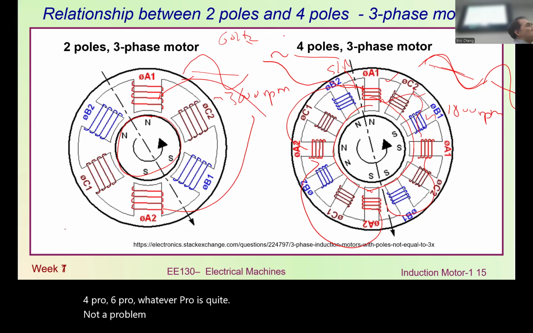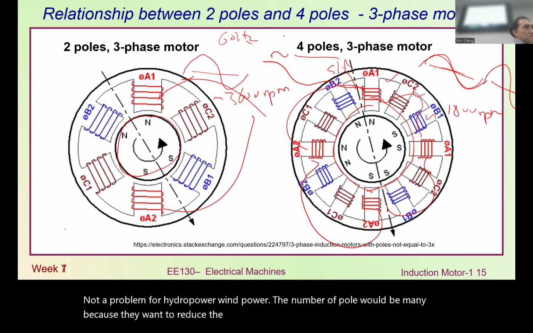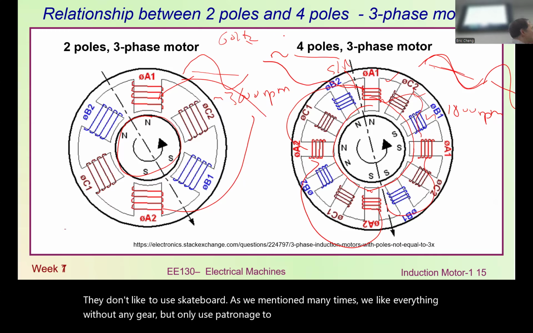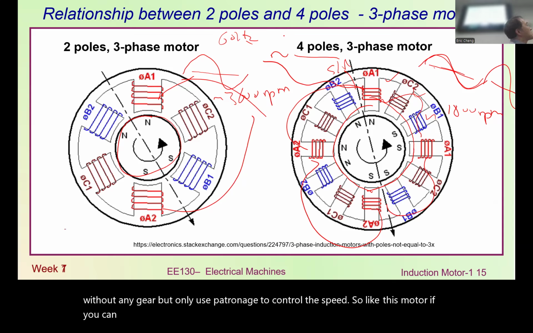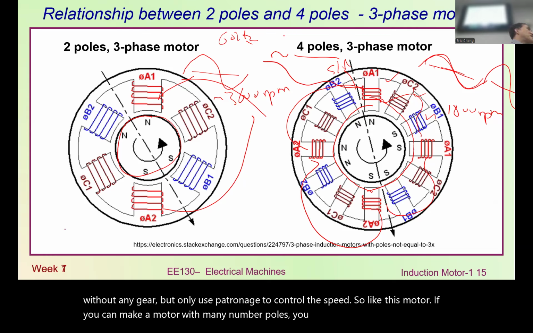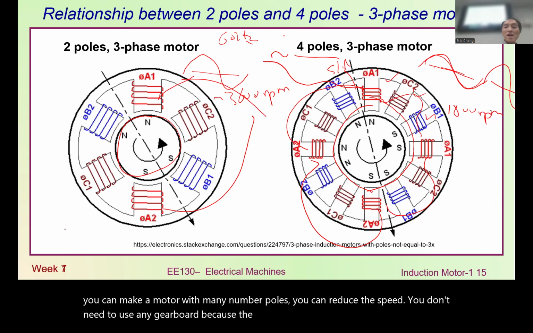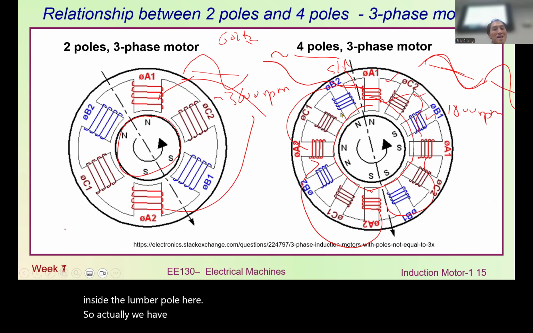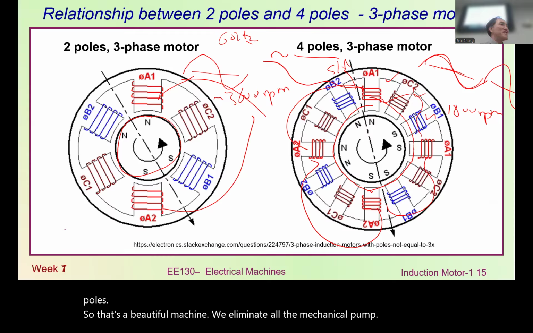For hydropower and wind power, the number of poles will be many because they want to reduce the speed. They don't like to use a gearbox. As we mentioned many times, we like everything without any gearbox, only using power electronics to control the speed. So like this motor, if you can make a motor with many poles, you can reduce the speed. We don't need any gearbox because the gearbox is actually embedded inside the number of poles here. So actually we have a gearbox, but it becomes a magnetic gearbox inside all these poles. That's a beauty of electrical machines. We eliminate all the mechanical parts. We don't like mechanical because we are electrical engineers, right?